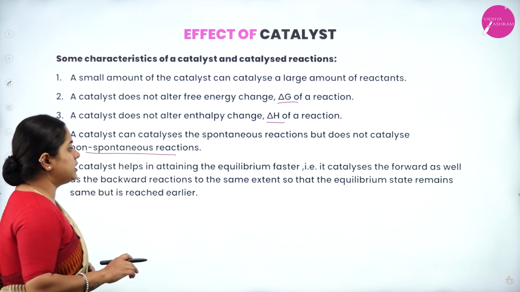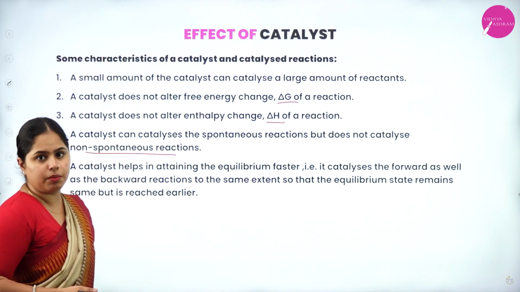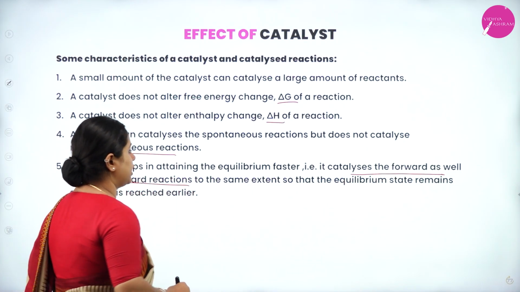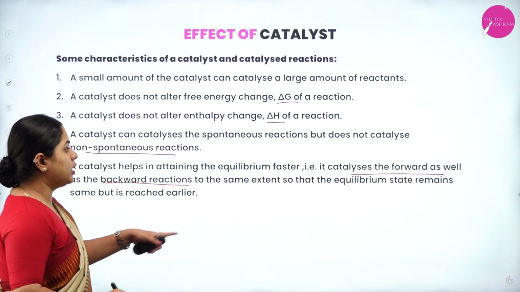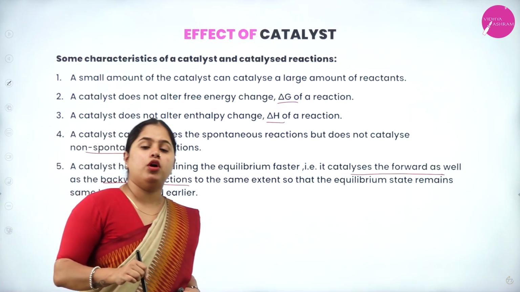A catalyst helps in attaining the equilibrium faster. That is, it catalyzes the forward as well as the backward reaction, right? It catalyzes the forward as well as backward reaction to the same extent so that the equilibrium state remains the same, but it is reached earlier. So this is also an important thing to remember.